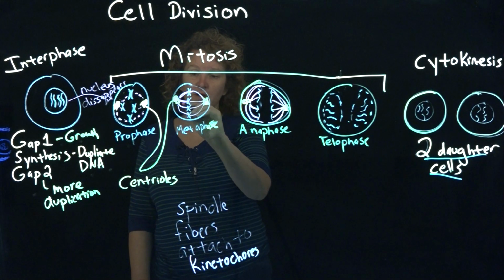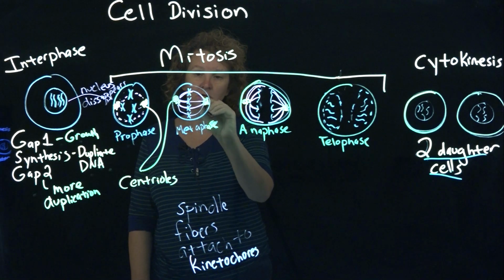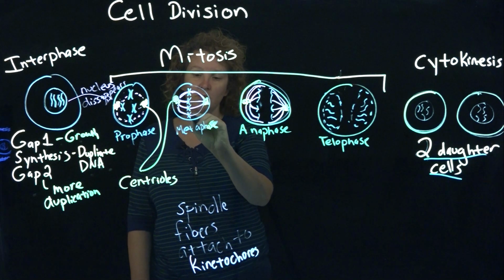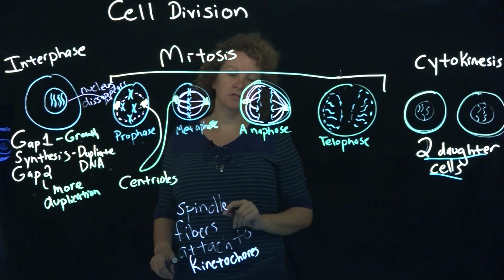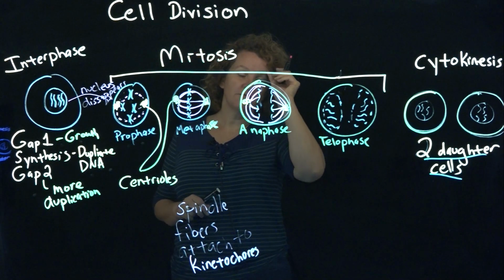So sister chromatids are lined up here. You need to have each spindle fiber attaching at the kinetochore. That's an important pause point, so this part's a bit of a slower part. Prophase is also fairly slow. Now anaphase and telophase are fairly quick.